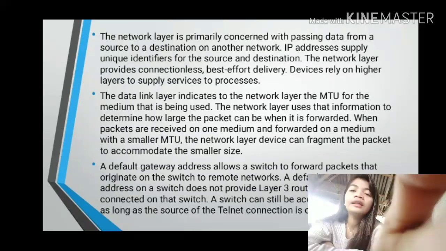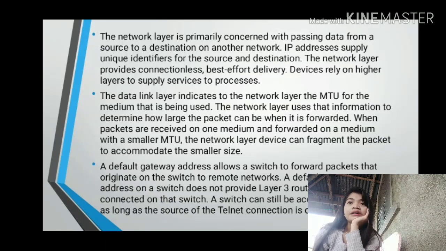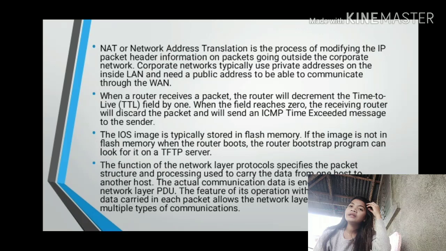So, NAT, or network address translation, is the process of modifying the IP packet header information on a packet going outside the corporate network. Corporate networks typically use private addresses on an inside LAN and need a public address to be able to communicate through a WAN. When a router receives a packet, the router will decrement the time to live or TTL field by 1. When the field reaches 0, the receiving router will discard the packet and will send the ICMP time exceeded message to the sender.